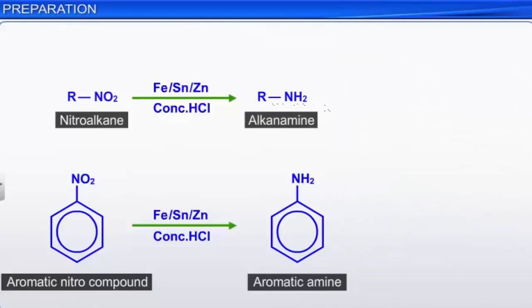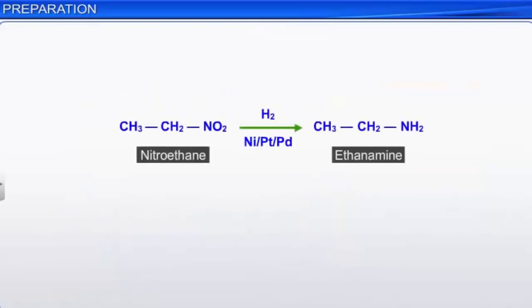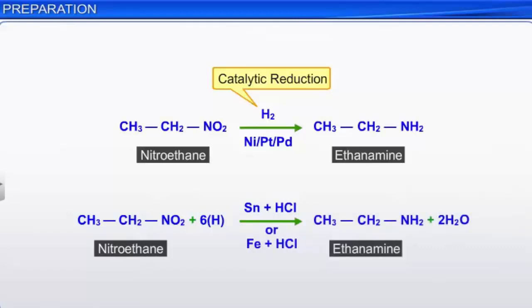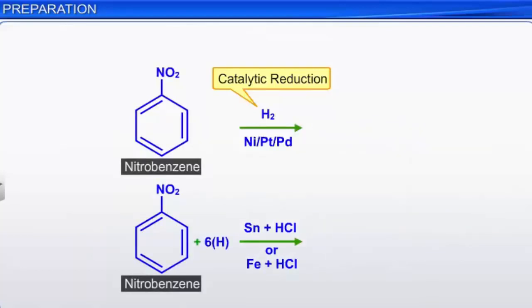Note that both aliphatic and aromatic primary amines can be prepared by the reduction of the corresponding nitro compounds. For example, nitroethane on catalytic reduction or reduction in the presence of tin and HCl or iron and HCl gives ethanamine. Similarly, nitrobenzene on catalytic reduction or reduction in the presence of tin and HCl or iron and HCl gives aniline.